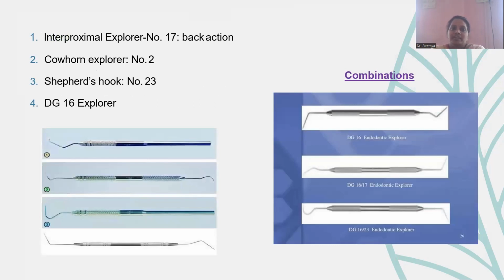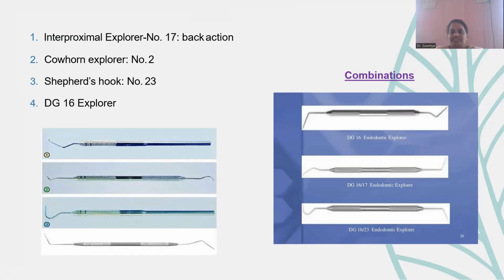Next, interproximal explorer number 17, which is most commonly used in the back region. These are a few explorers. The second one is the cow horn explorer. The third one is the shepherd explorer, and the sixth one is especially used for endodontic procedures, which is the DG16 explorer. Next, coming to combinations, there are various combinations, such as the first one, the DG16 endodontic explorer.